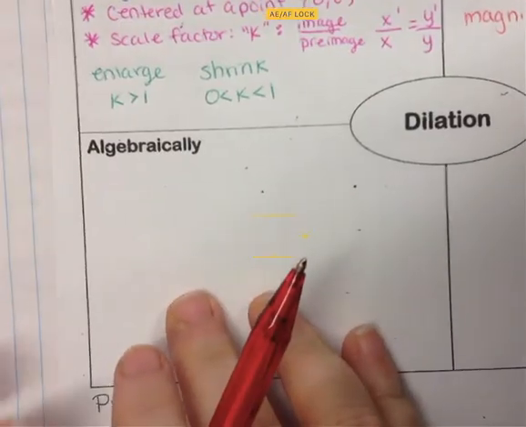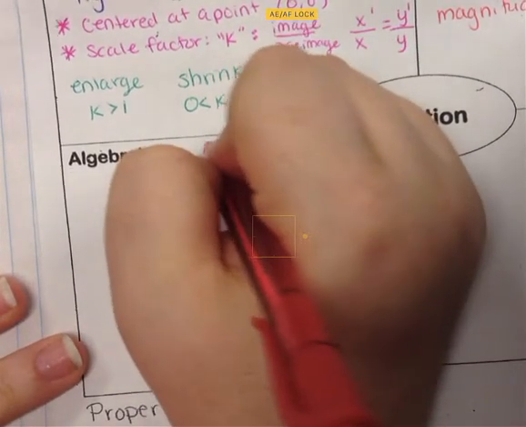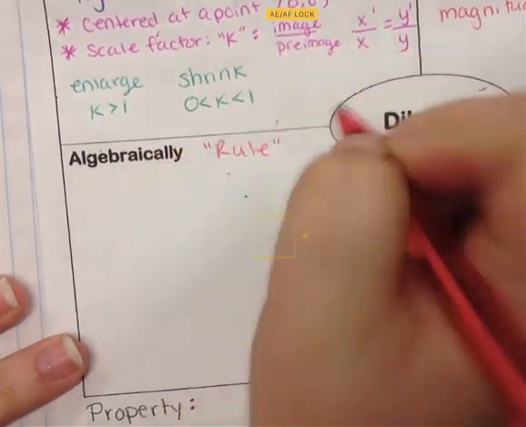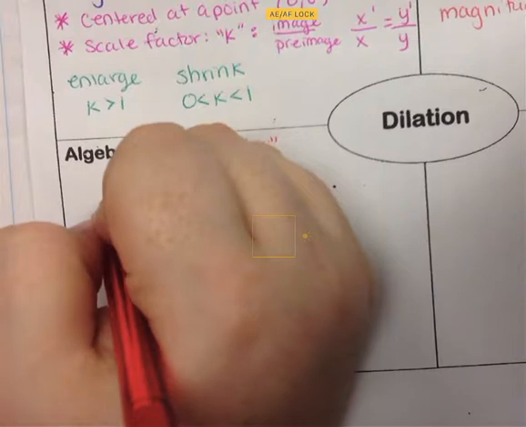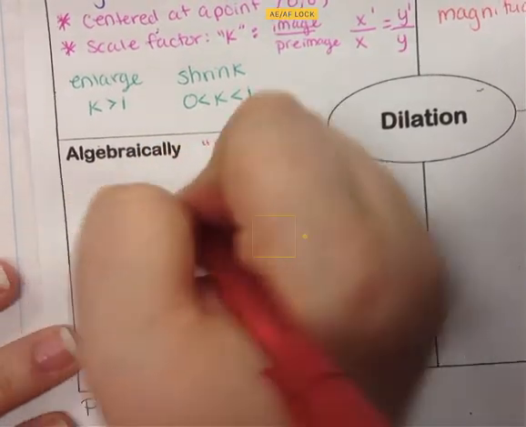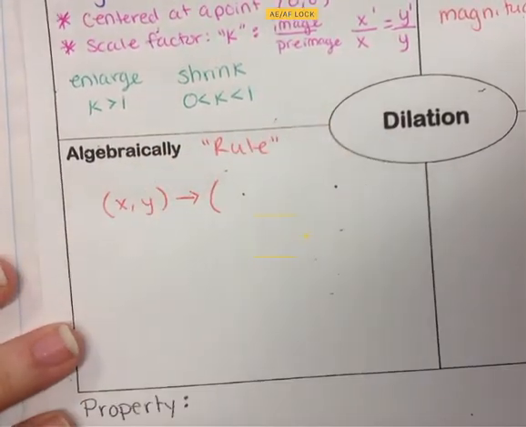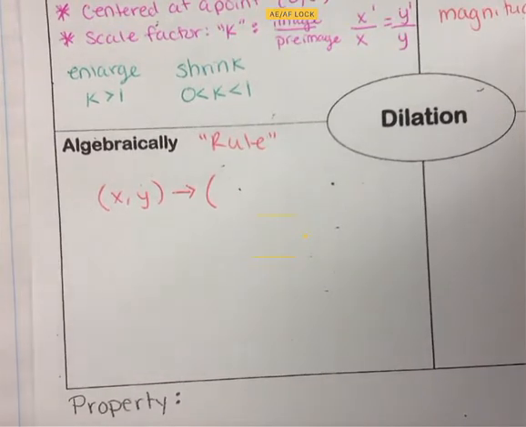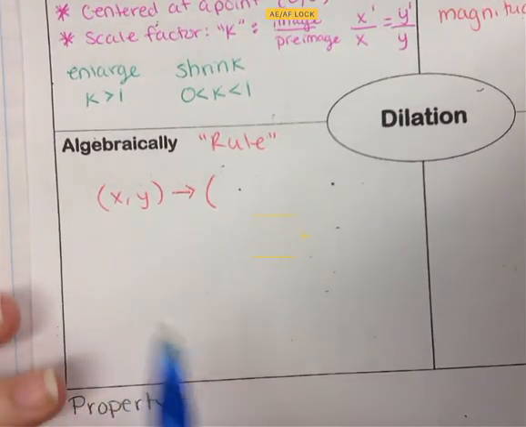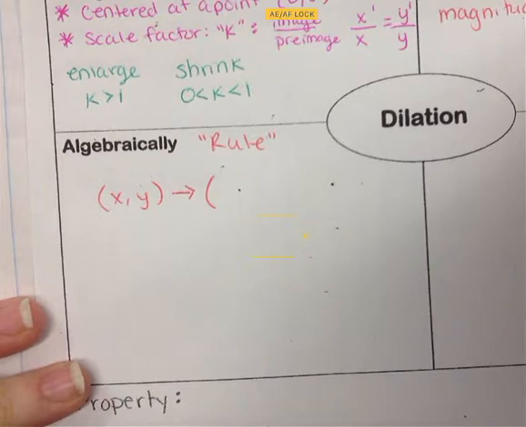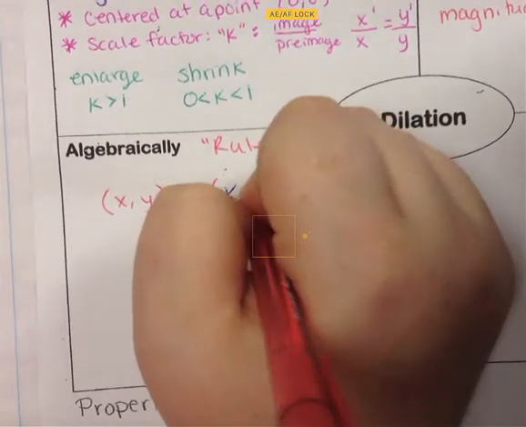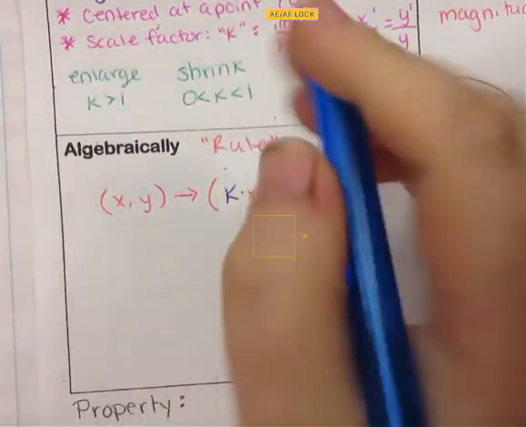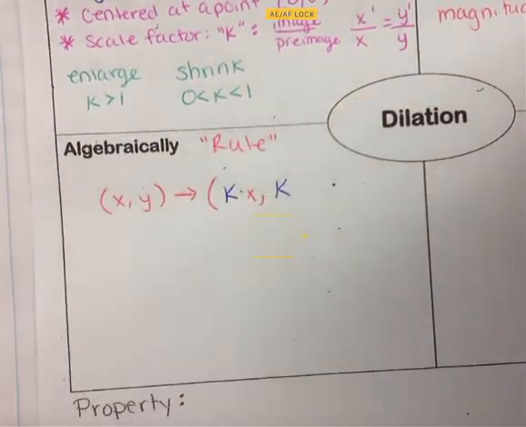The algebraic method, algebraically, again, this is your rule, your mapping rule. Because it doesn't have very specific ones like reflections and rotations do, we have the one your pre-image maps to. We're going to figure out what to do to get our image. In order to get your image, you multiply by your scale factor, which was k. You do k times all of your x's, comma, and then you do the same exact k value times your y values.